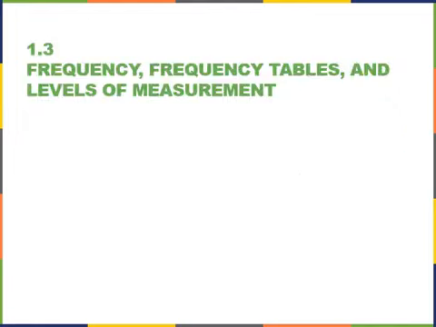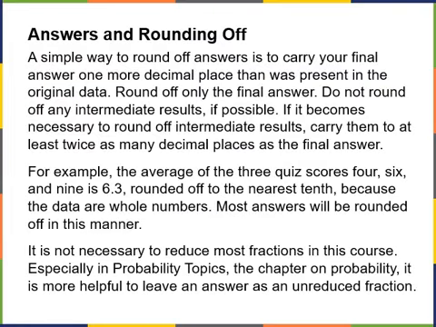All right. Let's take a look at frequency tables and levels of measurement. So, in statistics, at some point we usually round off numbers. The simplest way to round off your answers is to carry your final answer one more decimal place than was present in the original data. When we round, though, we only round off on our final answer.